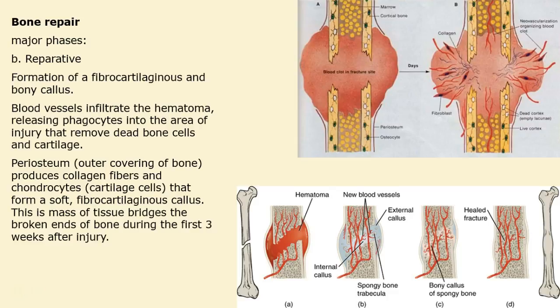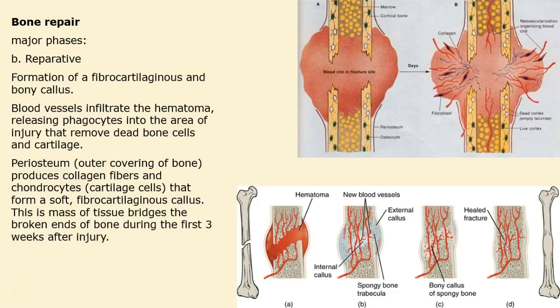The outer covering of the bone, think of peri meaning around or outer. Periosteum is going to produce those collagen fibers that help to keep bone elastic. And the collagen also forms kind of a framework for the bone to be deposited in later.